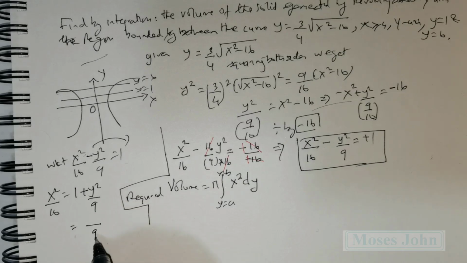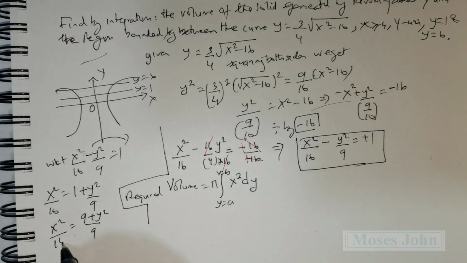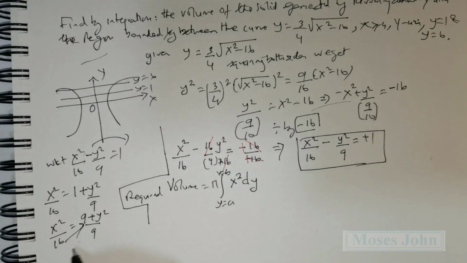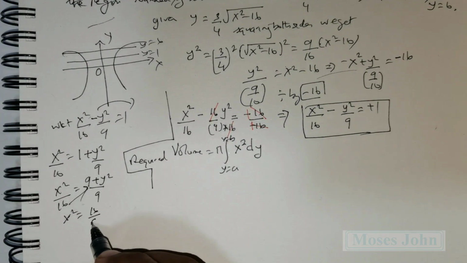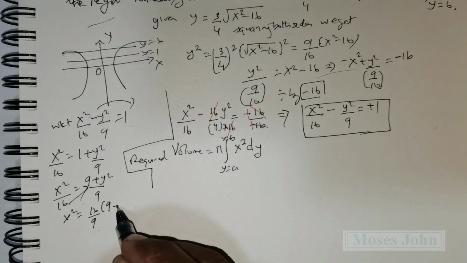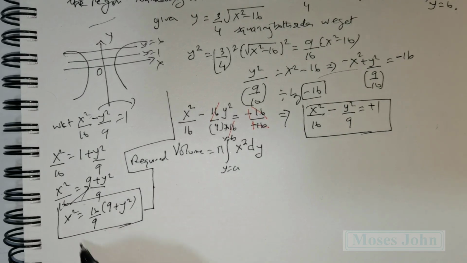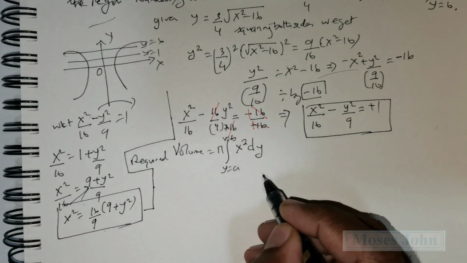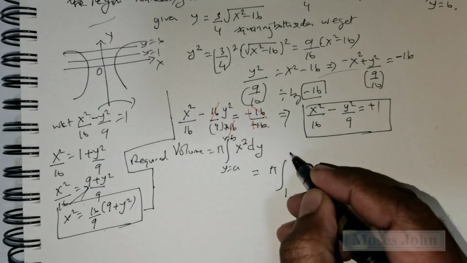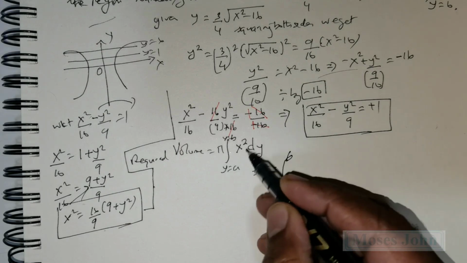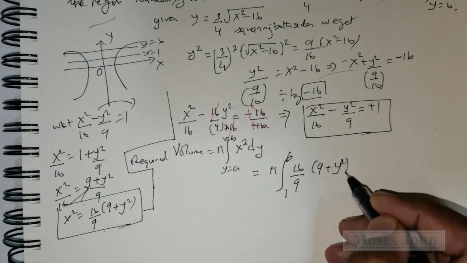I take the LCM as 9. This would give me 9 plus y squared. I've got x squared over 16 over here, so you move the 16 onto the right side. That would give me x squared is equal to 16 divided by 9 times (9 plus y squared). So this is what I have got for x squared. So I need to substitute that there. So this is equal to pi times the integral, y from 1 to 6, of 16 divided by 9 times (9 plus y squared) dy.